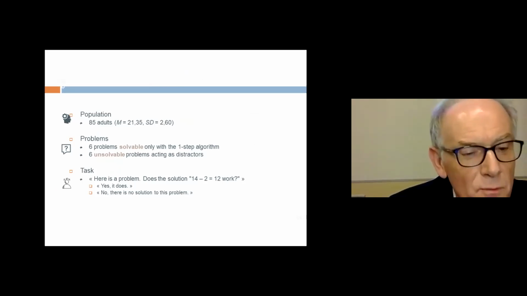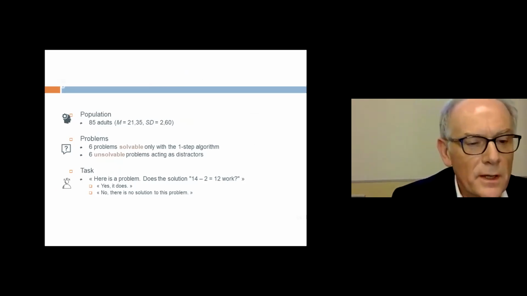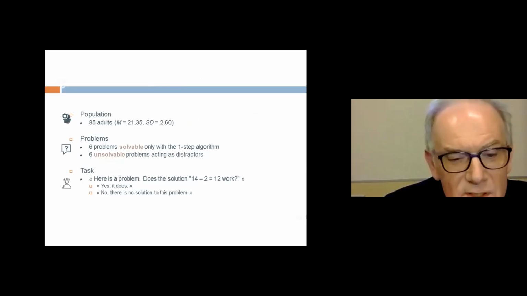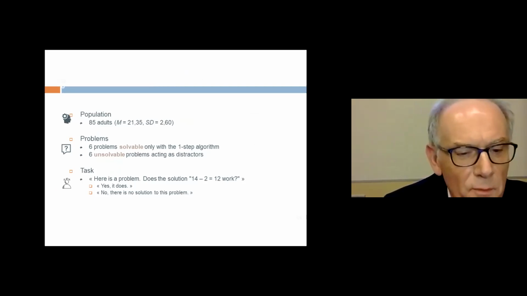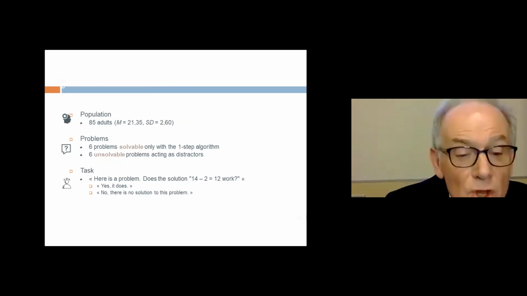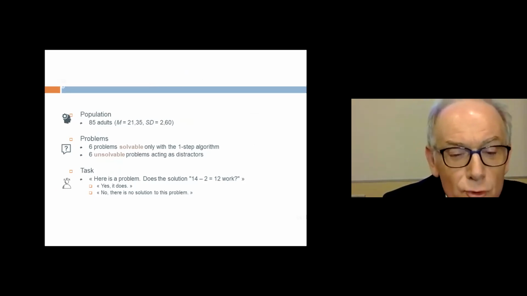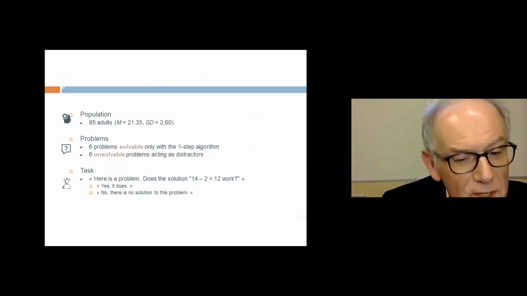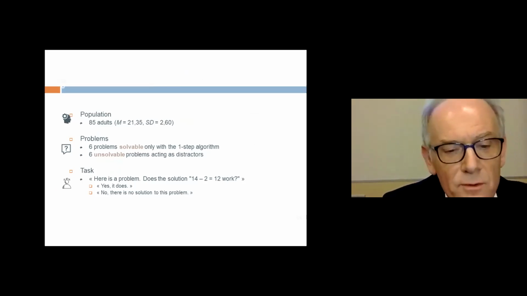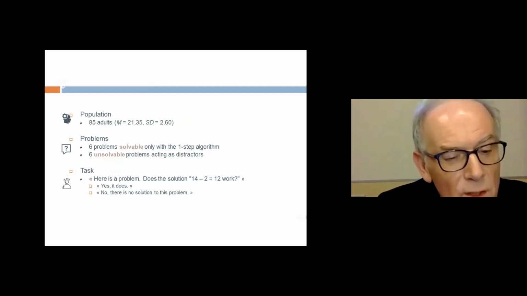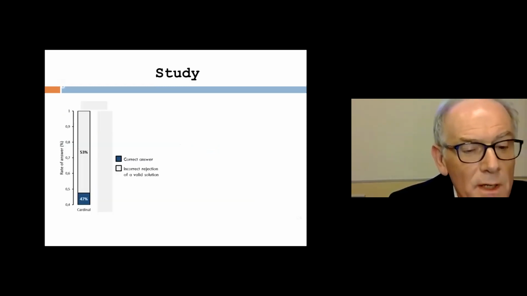So we had adults, they were psychology students, and we had 6 problems which were solvable with the one-step algorithm and 6 unsolvable problems which were just distractors. So the problem was not, could you find a solution? No, we gave them the solution. Do you think 14 minus 2 would work? So in both cases, when they are solvable by the one-step algorithm, they should say yes. Or for the unsolvable, they should say no. And here are the results.